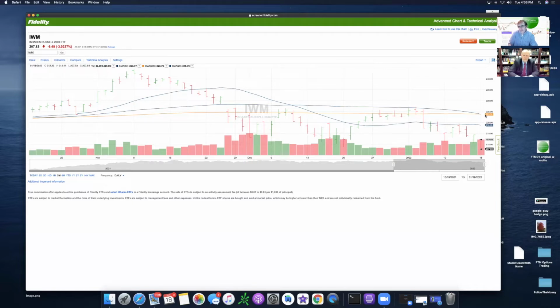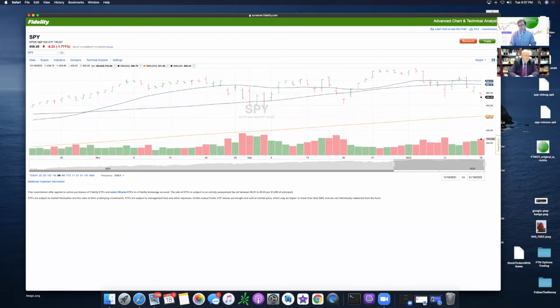I heard someone talk about a death cross. For those of you that don't know what that is, it's when the 50-day moving average crosses below the 200-day moving average on a daily chart, and that is a bearish signal. So it'll be interesting where we go. Here's the SPY on the daily. I think we're heading down.